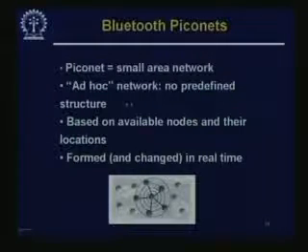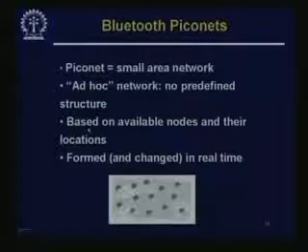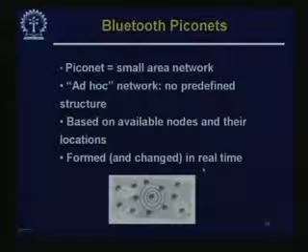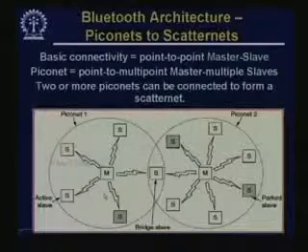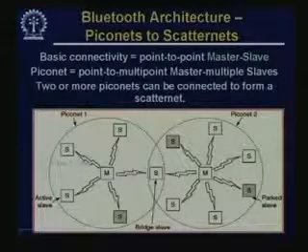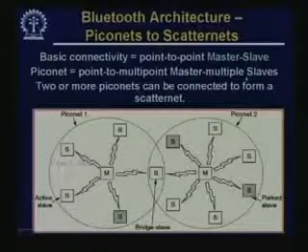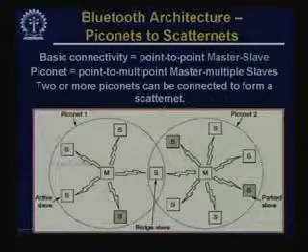It is ad hoc, which means no predefined structure. There is no predefined structure, based on available nodes and their locations, formed and changed in real time. As you can see, these networks are being formed and changed in real time, so they may be changing all the time. Basic connectivity is point to point, that means from the master to the slave. A piconet is point to multi-point, a master with multiple slaves. Two or more piconets can be connected to form a scatternet.